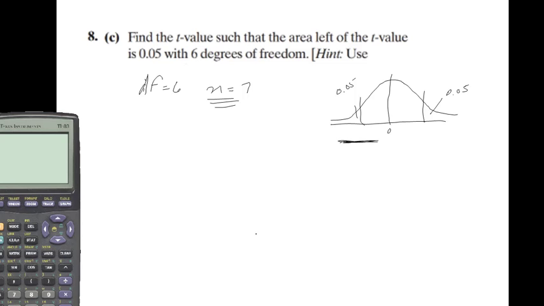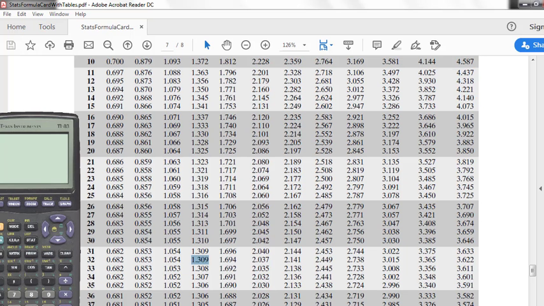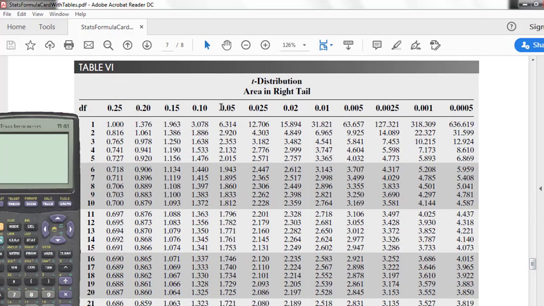So I'm going to go to the table, and I'm going to look for 0.05, so I'm going to go up here, go up a little bit. So 0.05 is right here, and 6 degrees of freedom is right here, so 1.943. So 0.05, 6 degrees of freedom, that's 1.943.